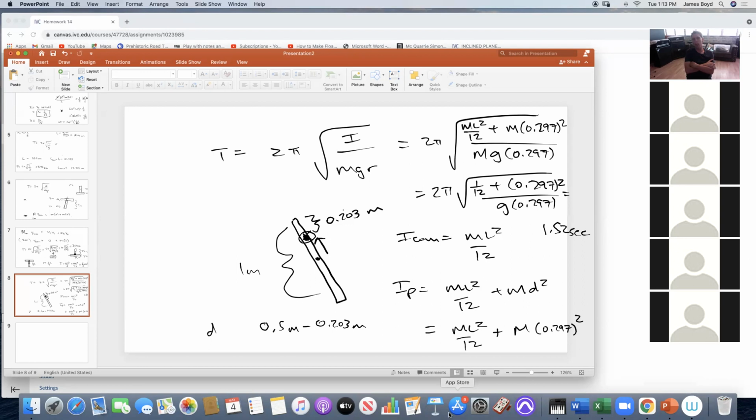Okay, so key takeaway here. Pendulums, 2 pi square root of I over mgr. I is the moment of inertia about the axis point, the point where the pendulum is swinging from. R is the distance from that axis point to the center of mass of the system. So just make sure you're clear on those. Otherwise, it gets a little complicated, but if you remember it, you're going to get good at figuring out the parallel axis theorem.